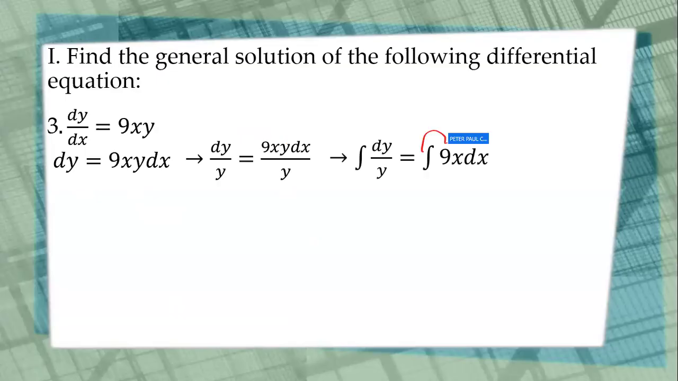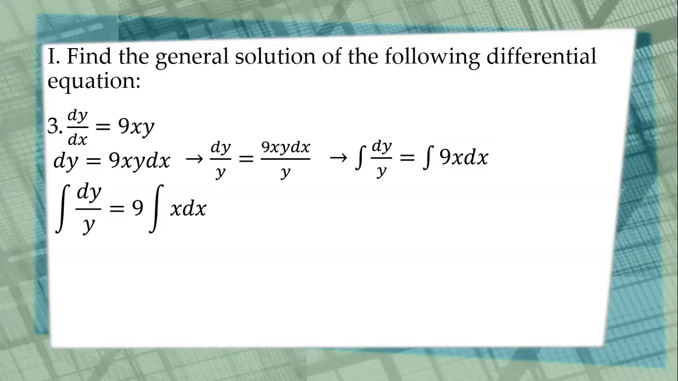Then we use the constant multiple theorem. We put 9 before the integral sign. So it becomes the integral of dy over y is equal to 9 integral of x dx. But take note of this one. Isn't it familiar? This should be familiar to you because this is related to lesson 2.3. Let's recall the integral of du over u. That's actually ln of the absolute value of u plus c.